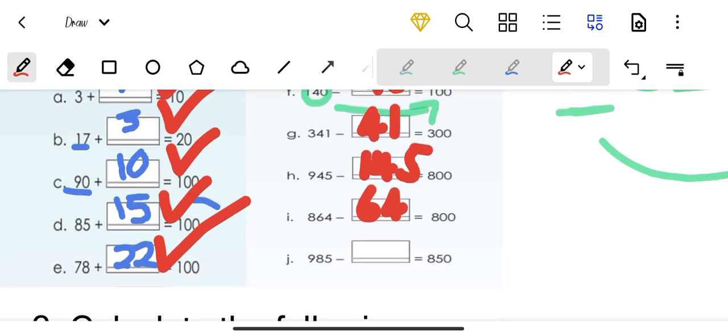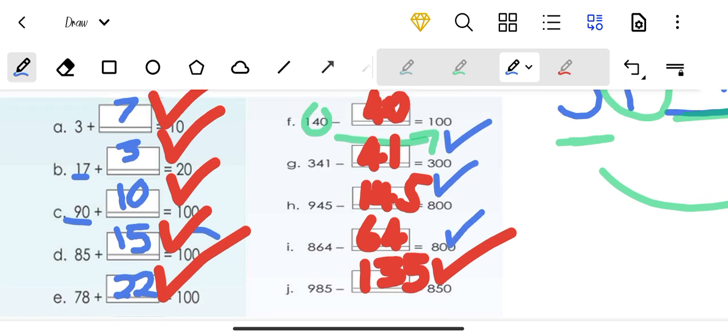J says 985 minus blank equals 850. What did they subtract? 135. My 3 is not good looking, so it's 35. So if they subtract 135, we're going to remain with 850. So we got that, we got that, we got that, and we got that, and that. And you are done with addition and subtraction, if you are given a number on the right, an unknown, and a number that it is equal to.